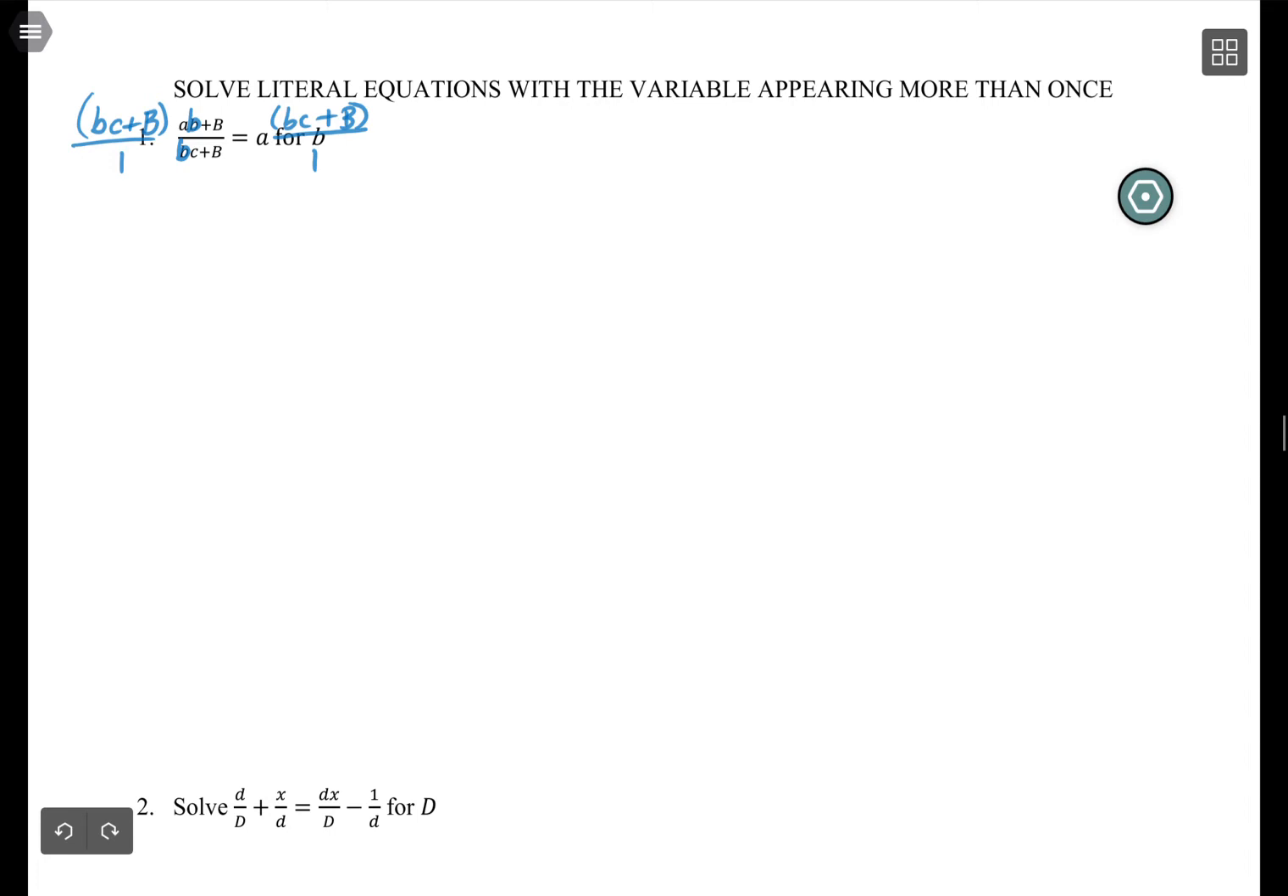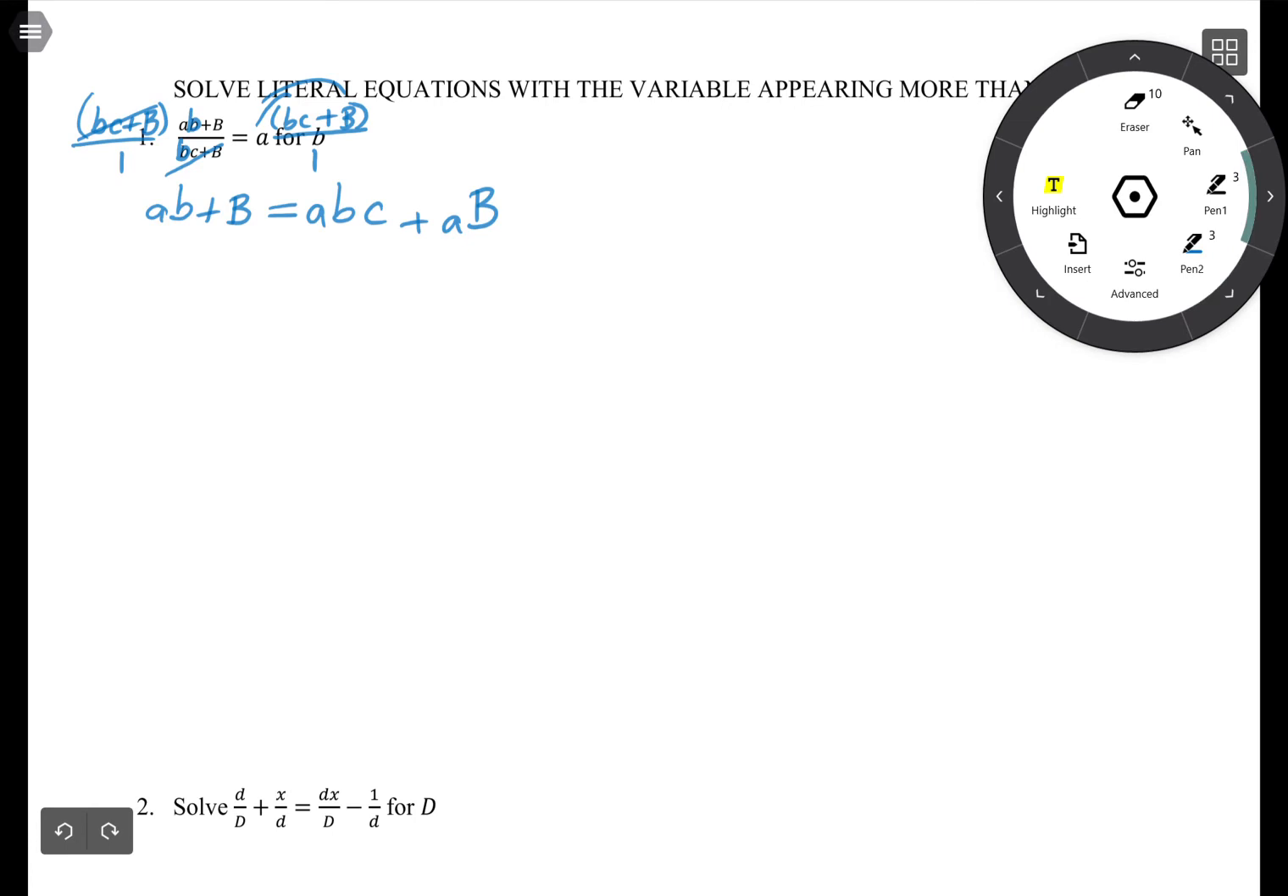Okay, so on the left-hand side, really nice canceling, I'm just left with the top, a times little b plus big B. On the right-hand side, I'm going to go ahead and distribute because there's nothing to cancel, so I get a times little b times c plus a times big B. And then I need to reevaluate.